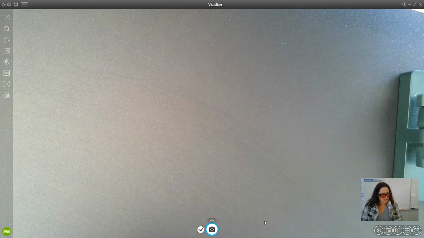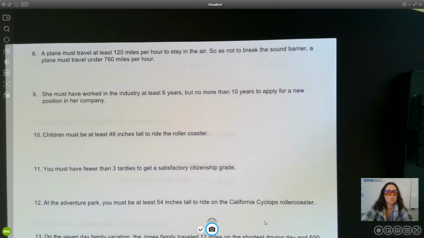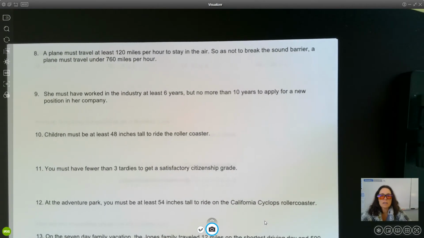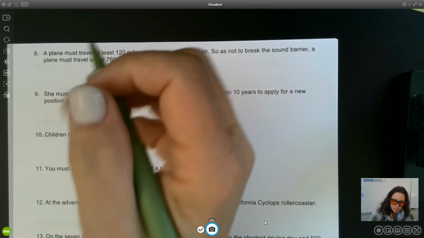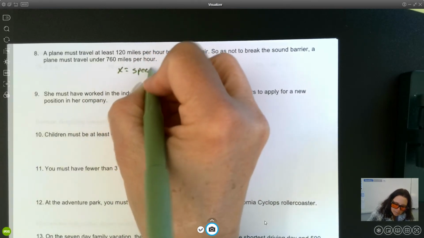These get a tad bit tougher. A plane must travel at least 120 miles per hour to stay in the air. So as to not break the sound barrier, a plane must travel under 760 miles per hour. Okay, so we've got a couple of things going on here. So X equals the speed of the plane.